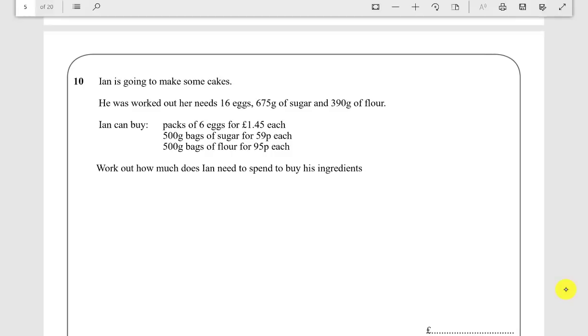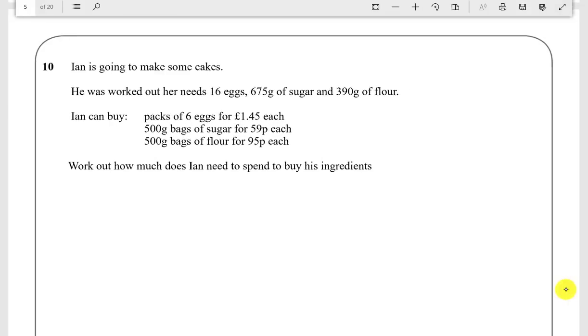Number 10, Ian is going to make some cakes. I love cakes. He needs 16 eggs, 675 grams of sugar, and 390 grams of flour. Ian can buy packs of 6 eggs for £1.45 each, 500 grams bags of sugar for 59p each, 500 grams bags of flour for 95p each. Work out how much Ian needs to spend to buy his ingredients.